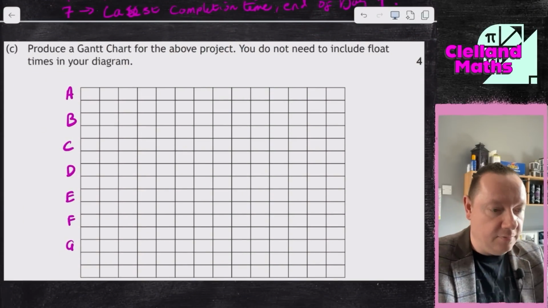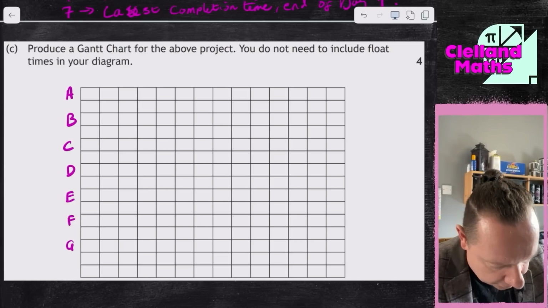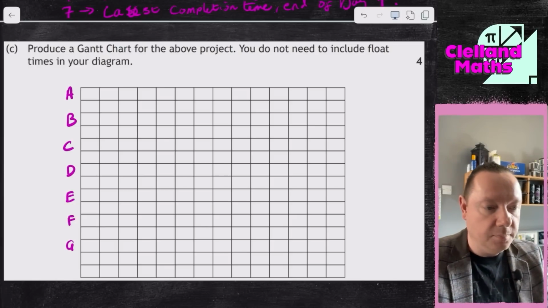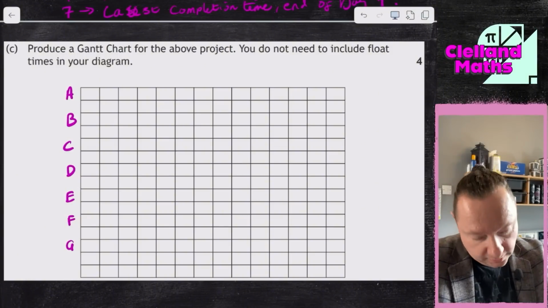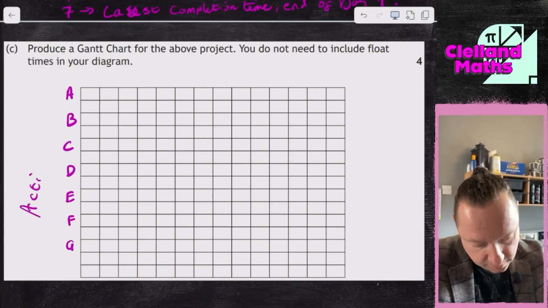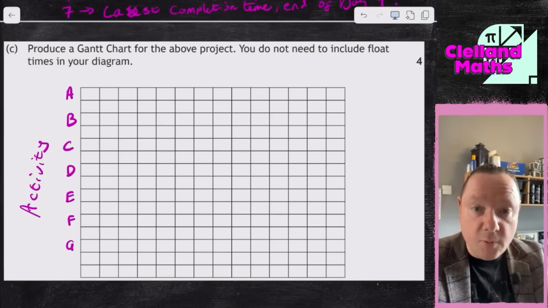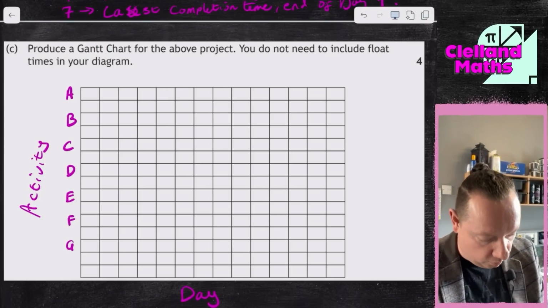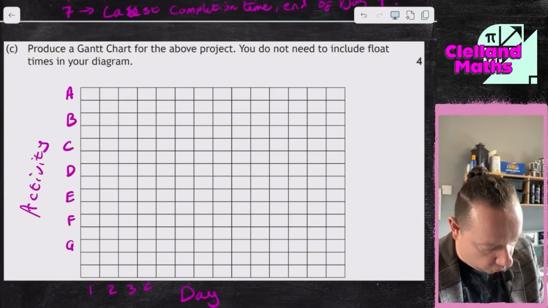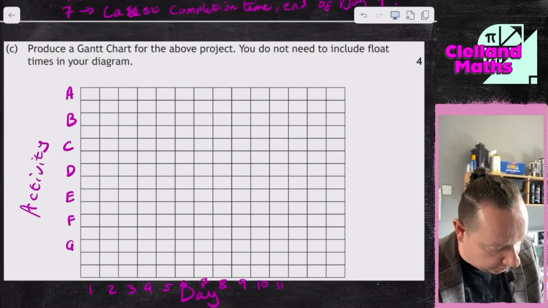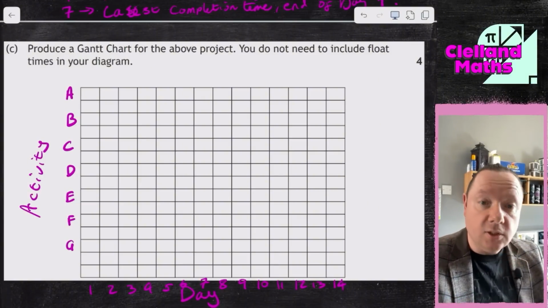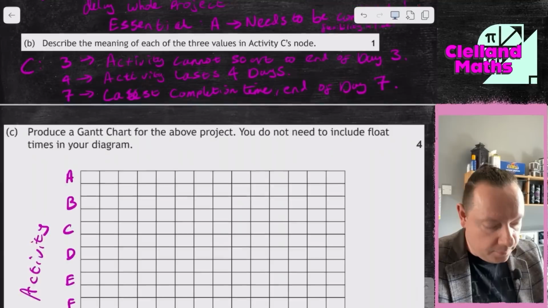So A, B, C, D, E, F, G. Okay, so we can call that label activity. Always need a label. And then we want our day at the bottom, so we'll just call that day. And we're going to go for 1, 2, 3, 4, 5, 6, 7, 8, 9, 10, 11, 12, 13, 14, and so on.